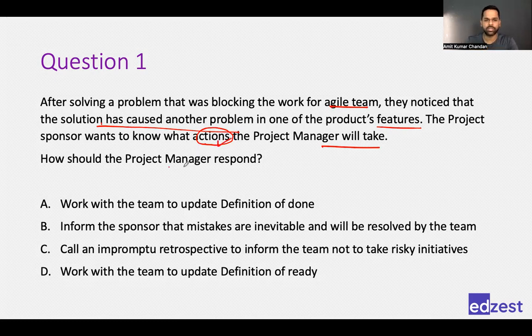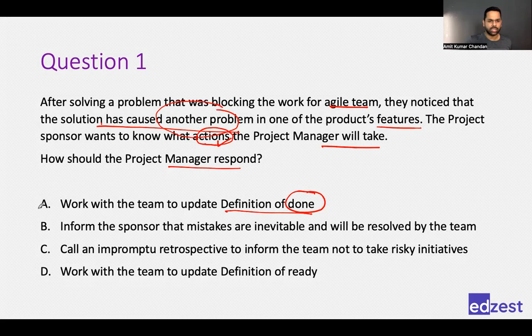So how should the project manager respond? Work with the team to update definition of done. Will this help? Okay, let's say for example, we are solving a problem and we have a definition of done checklist. Right? What would the definition of done checklist say? What is required to be done? Right? If we can create a checklist every time we solve a problem, we would know exactly what all things are to be checked. Chances will improve that it will not cause another problem.